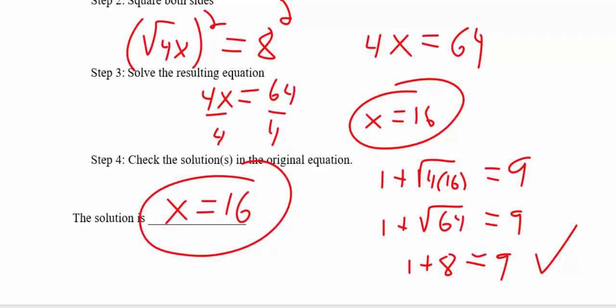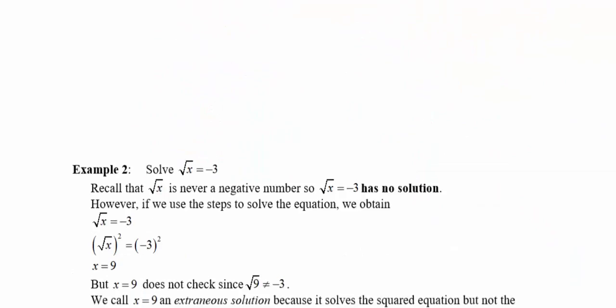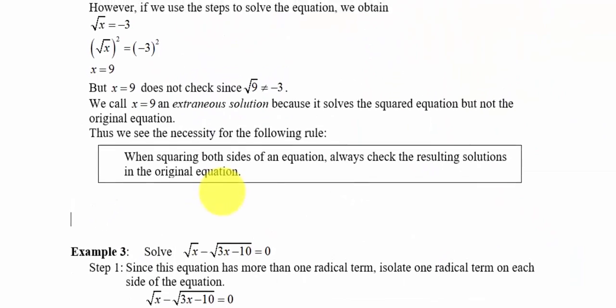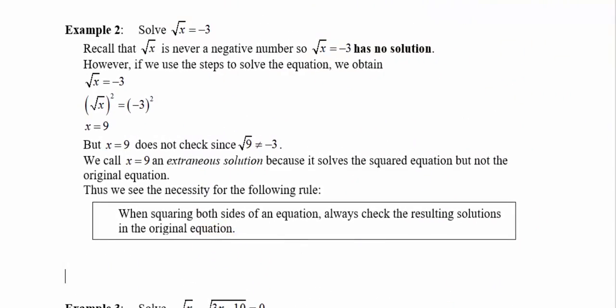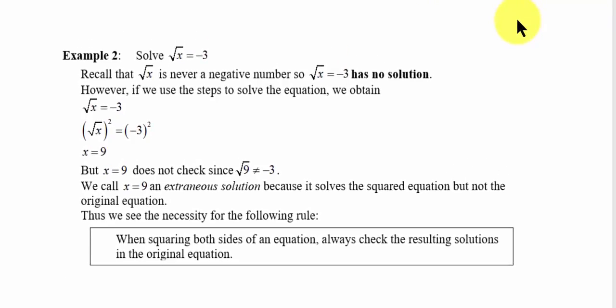Okay, let's take a look at the next one, example 2. We're given: solve the square root of x equals -3. Recall that the square root of x is never a negative number. So really, there's no value of x that will result in a -3. So the answer is no solution.